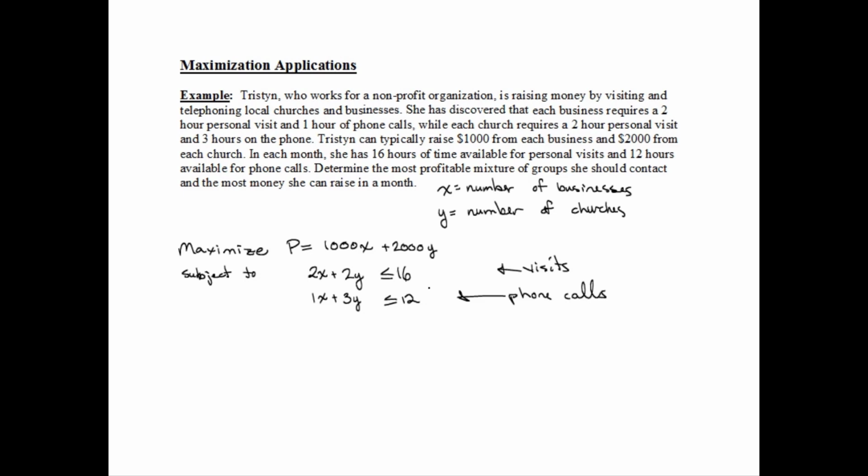Now we ask ourselves, do negative numbers make any sense for our variables? No, it wouldn't make sense to visit a negative number of businesses or churches, so we insert our non-negative constraints. X and Y are greater than or equal to 0. This is our mathematical model. You want to make sure you write it in this form, where it says what's going to be maximized or minimized, subject to, constraints. Don't forget the non-negative constraints.